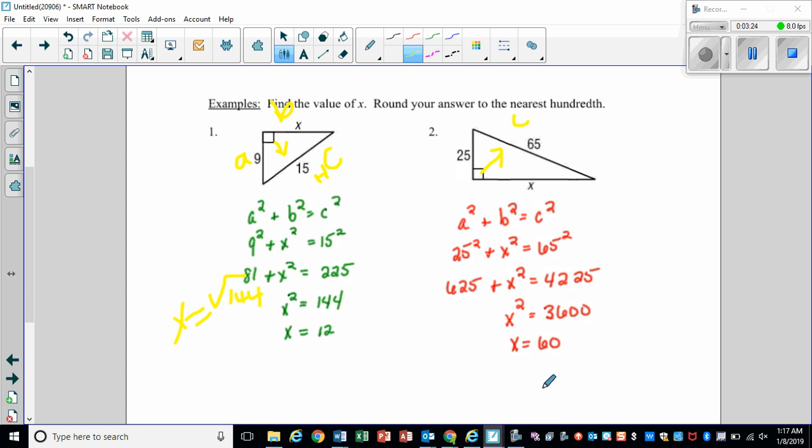Same thing goes for number 2. A squared plus b squared equals c squared. A squared is 25. B we don't know. C is 65 squared. Then you subtract 625 from both sides and you get 3,600, the square root of which is 60.